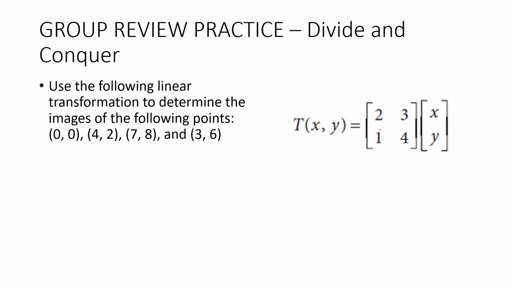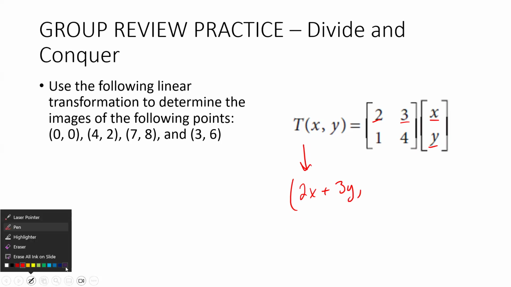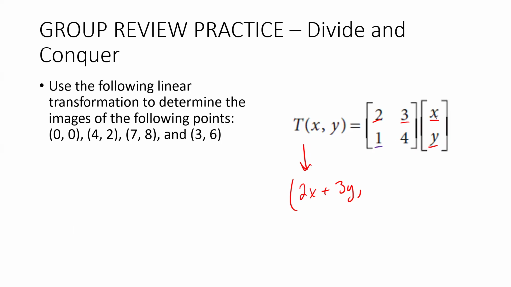Because of matrix multiplication, we learned that when I am multiplying a 2x2 times a 2x1 matrix, all I'm doing is saying 2 times x plus 3 times y, correct? And that is the first coordinate of my transformation. Is this ringing a bell? Then my next one is going to come from the second row: 1 times x plus 4 times y. Do we see that? So we have 1x plus 4y. That's my linear transformation rule.